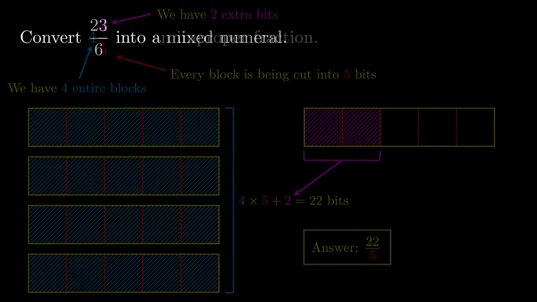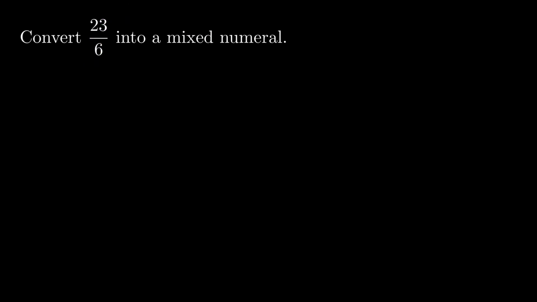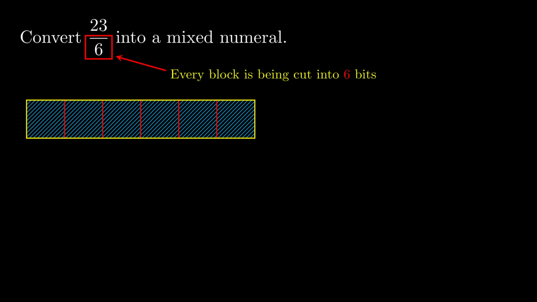Okay. All right. Other way now, converting this fraction into a mixed numeral. Once again, we want to start by looking at the bottom number. This one is a 6, and what that tells you is that every block is being cut into 6 bits. So you want to think of, again, every block being cut into that number of bits. And when we want 23 of them, well, that's a lot, right? How many entire blocks do we need to take? Because each block only holds 6 bits. I want to get 23 bits in total.